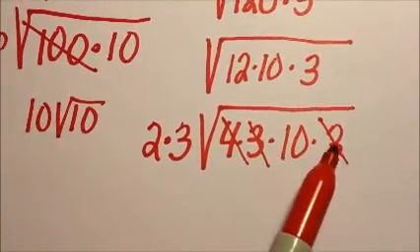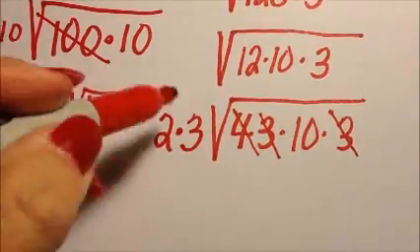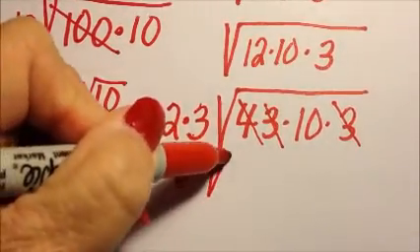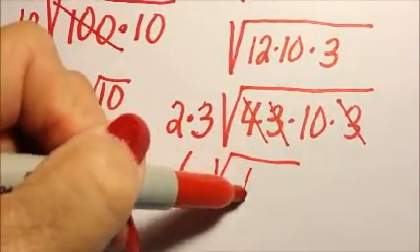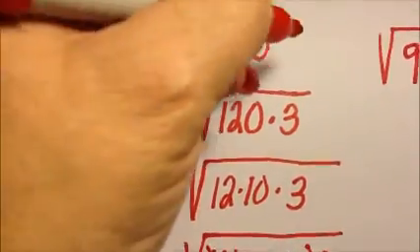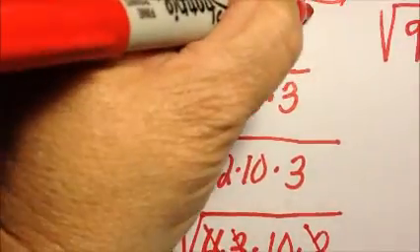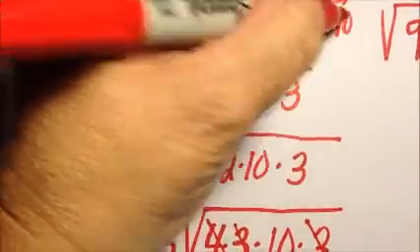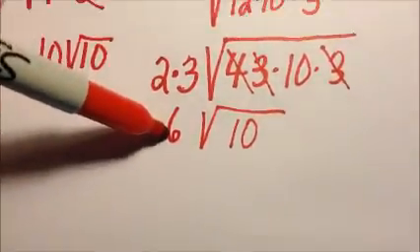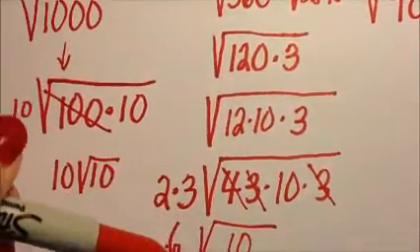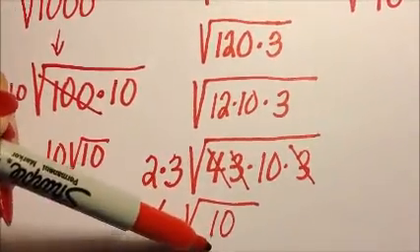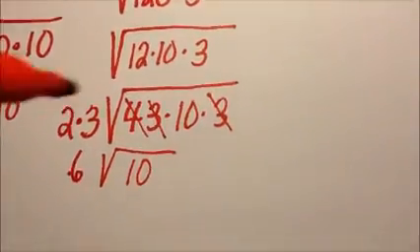Now notice that I marked all these out as I used them. So now I have 2 times 3 is 6, and I'm left with the square root of 10 that I can't simplify. Now, if I went back up here, this would be 36 times 10, and then the square root of 36 is indeed 6, and I'm left with 10 under the radical. It would be easier this way, but it doesn't matter as long as I'm careful.